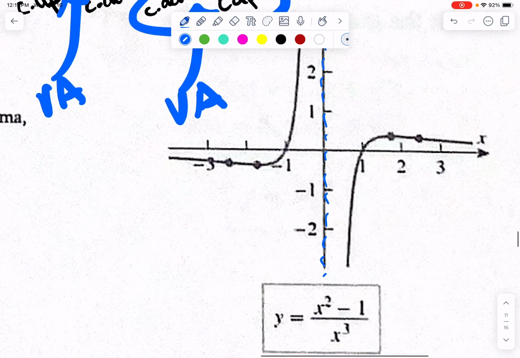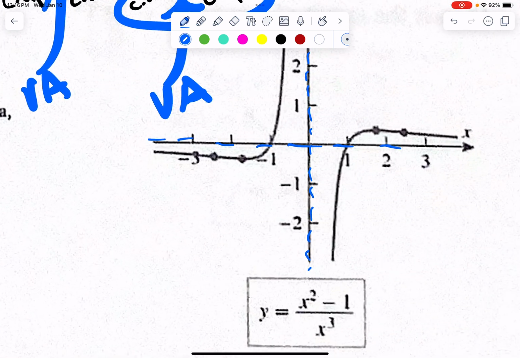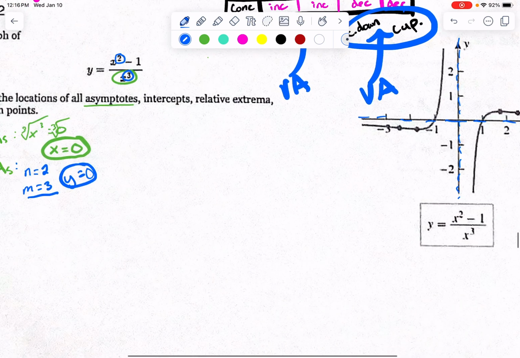And let's see if that compares to the graph. It looks like that right there, okay? Yeah. What do you think? All right, so there's my horizontal asymptote and my vertical asymptote, okay?